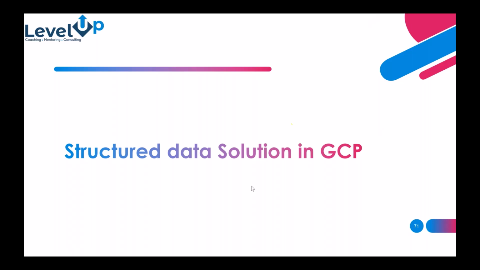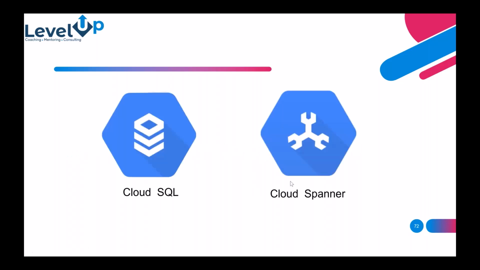GCP has solutions for unstructured data, structured data, as well as semi-structured data. So what are the solutions for structured data? There are two basically. One is called Cloud SQL, the name of the service. Second is called Cloud Spanner. We'll discuss Cloud Spanner in the next session. Today's class will focus more on Cloud SQL. These both solutions are basically to manage structured data.